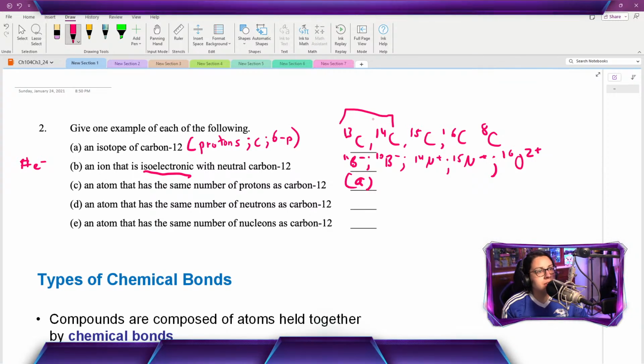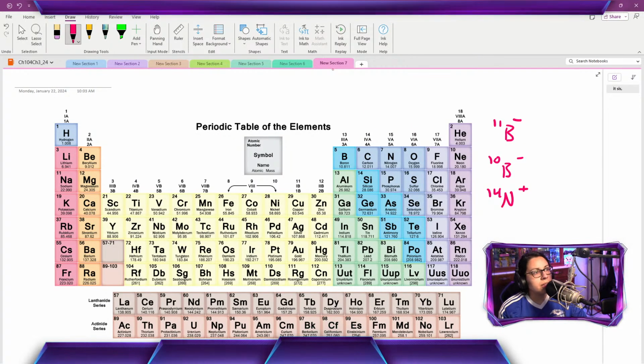And then D. This one could be tricky. An atom that has the same number of neutrons as carbon 12. So it's saying we need anything with 6 neutrons, and now we have to do some math. Looking at our periodic table, we could even take lithium. With 6 neutrons, so 3 plus 6, that'd be 9 lithium.